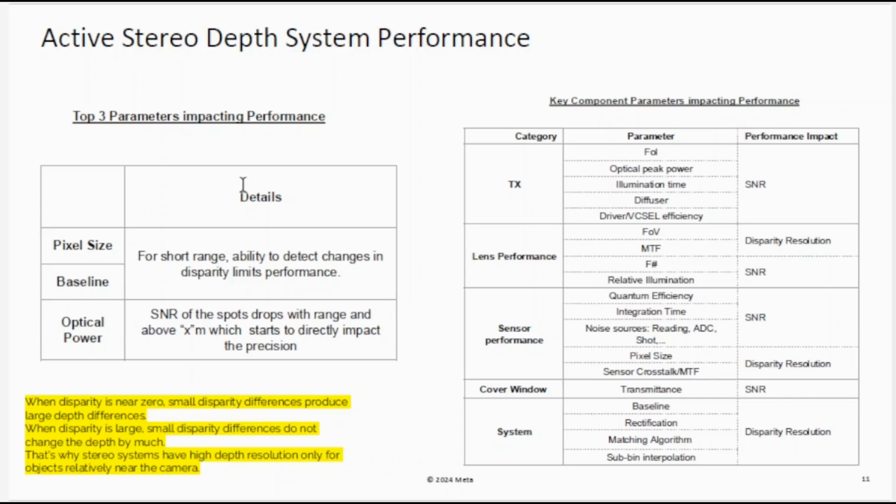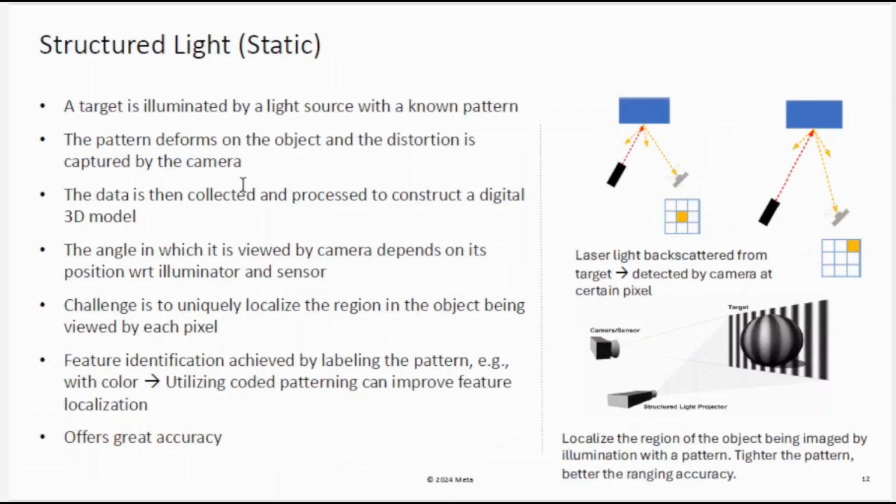I think we'll move on from here to what a structured light system is. A structured light system is essentially very similar to a stereo system, except I just need one camera and I've got one TX. And I project a pattern on the object or the field of view, and the distortion is essentially captured by the camera. That's very simply put how a structured light system works. The data obviously is then collected and processed, and you then build a model from that.